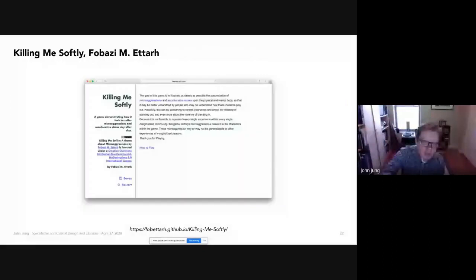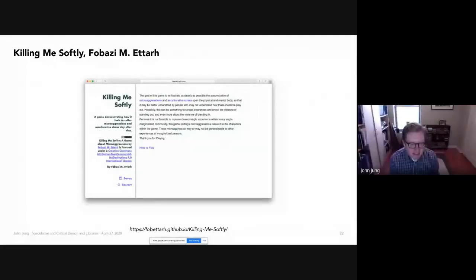The next project is, I would say, more of a critical design project than a speculative design project, but I think that it's one that's also very good. This is a text-based adventure game from the librarian Fobazi Ettarh, who also developed the concept of vocational awe. So I think that this is a great example of critical design.